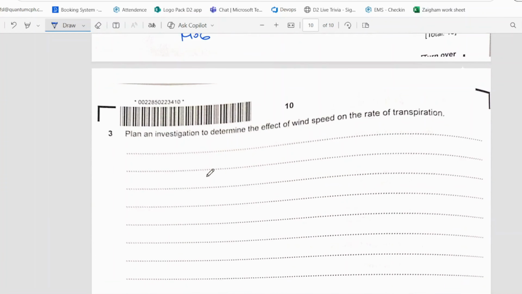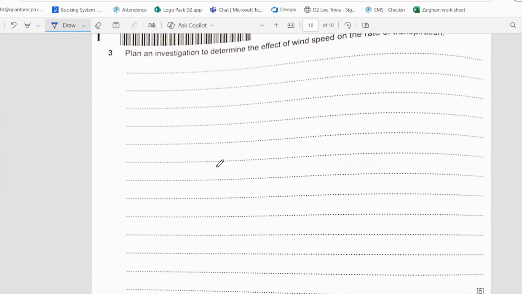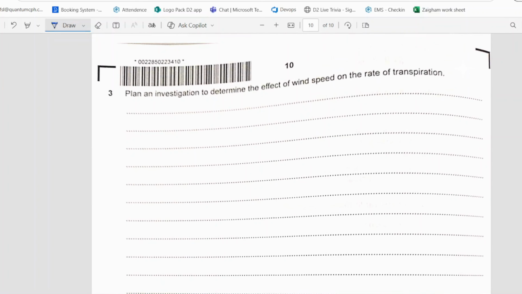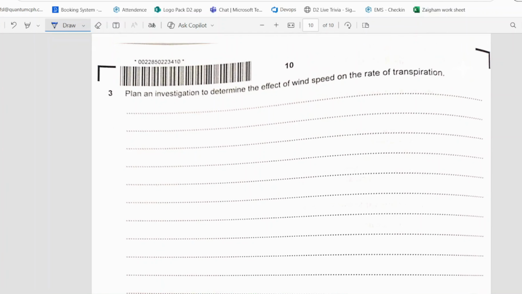Okay. How to plan the investigation to determine the effect of wind speed on the rate of transpiration? I guess you have done this question already. No, it was in the O-levels exam. It's from O-levels. There is already such an investigation in your papers. Okay, let's do it.